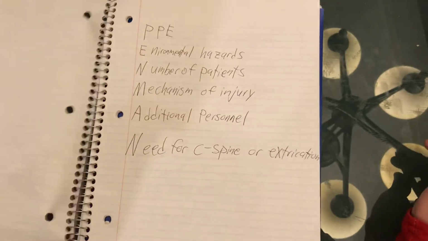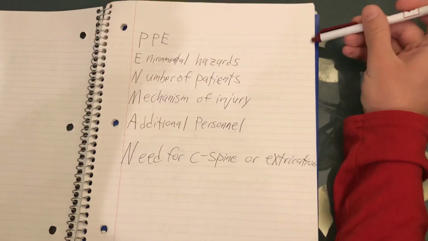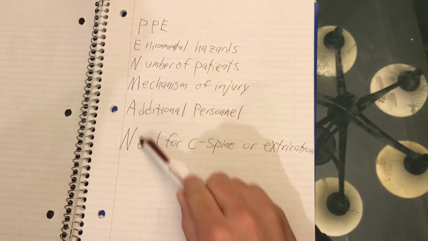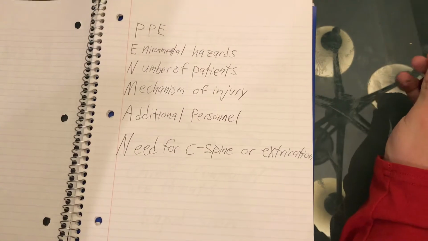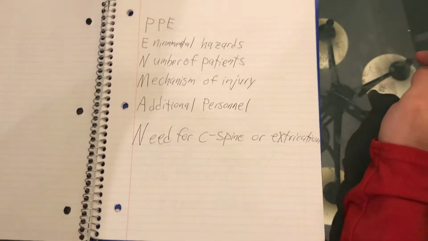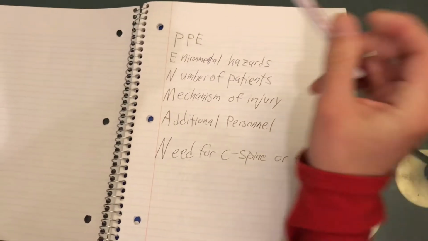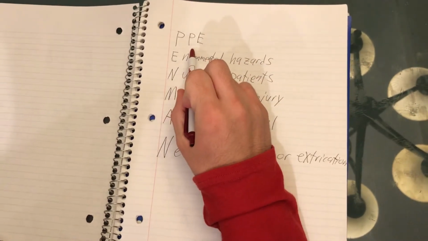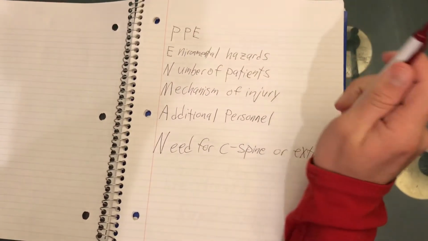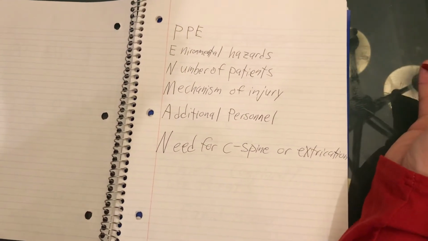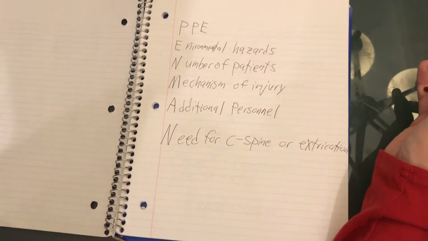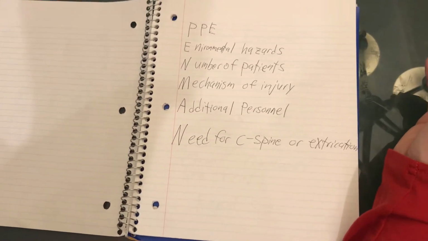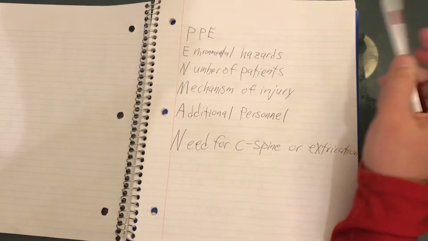So the first part is when you first arrive on scene, there's an acronym PENMAN to help you remember it. And this is what you do before you even initiate any contact with the patient. So first is PPE, which stands for personal protective equipment. This is basically latex gloves or masks or anything that you need to protect yourself from potential contamination.